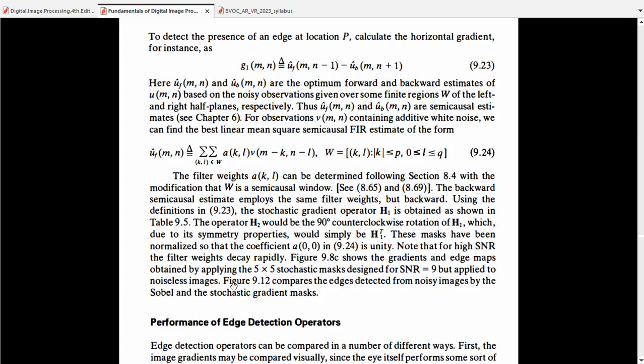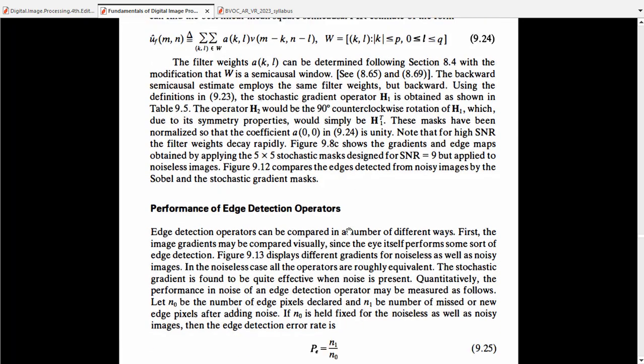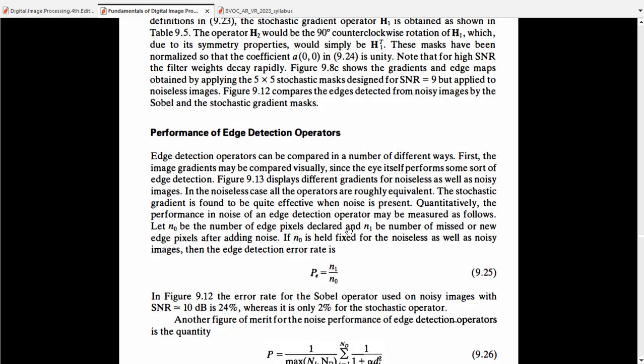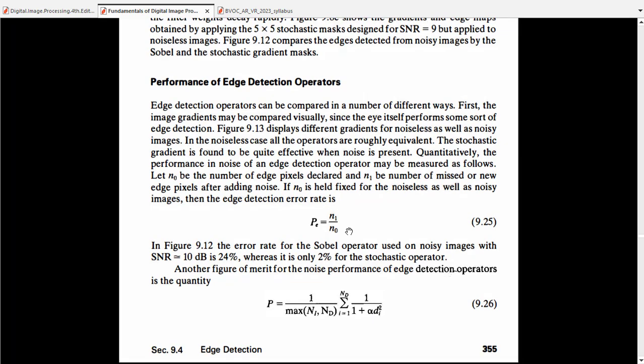Calculate this horizontal gradient for instance as well. We come to a representation from the type of value. Performance of edge direction operator, like that, will come to application from each and every measurement based on this edge direction noise. So normally the error rate of edge direction P_E equals N1 divided by N2, N0. And the error rate will come to the application about the Sobel operator.